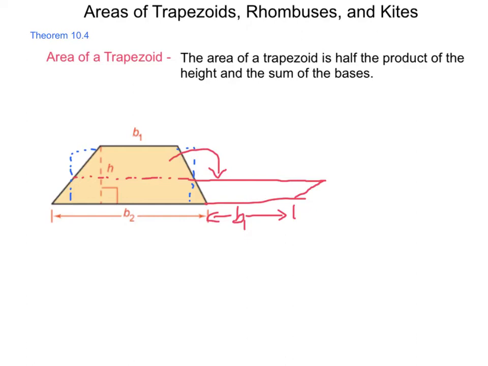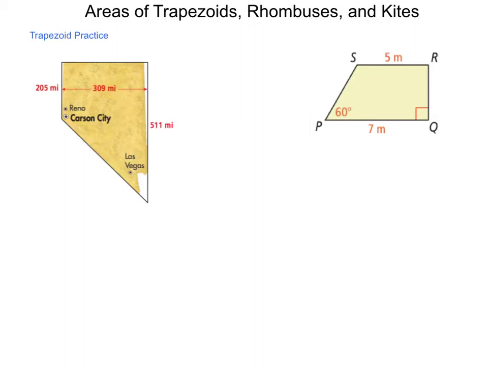Let's take a look at how we can find some actual areas based on the state of Nevada. Its shape is relatively that of a trapezoid. The two bases are 205 miles and 511 miles, with a distance between them of 309. So in order to calculate the rough area of the state of Nevada, our area is 1/2 our height and the sum of the bases.